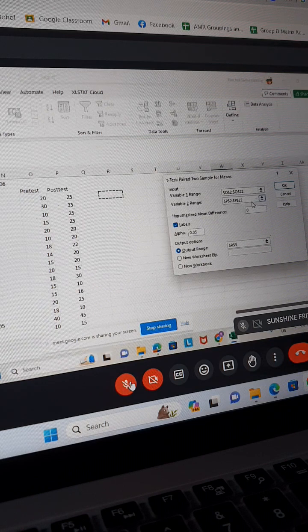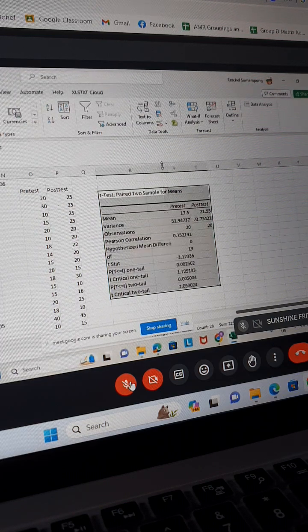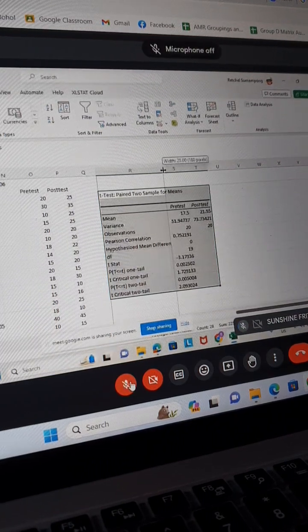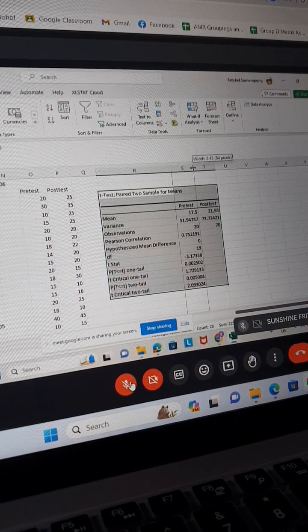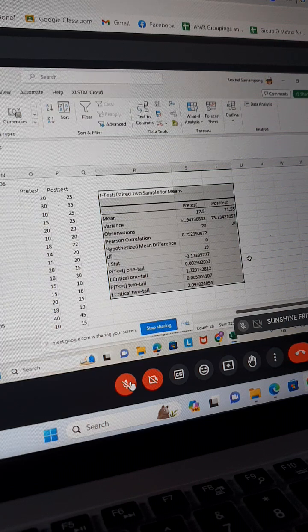Okay. Can you see, class? Yes, ma'am. Compare this to the textbook. In our textbook, it is 1.729. Right? That is a one-tail. Here is the two-tail, 2.093. The same as before, we use the two-tail here.